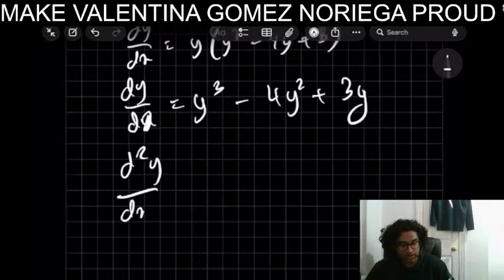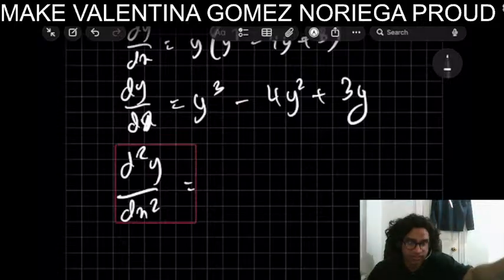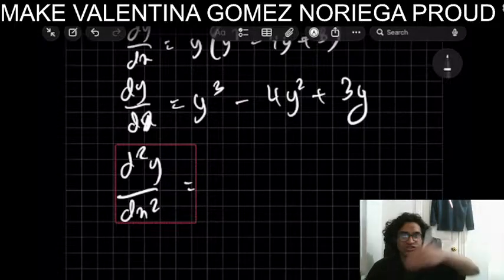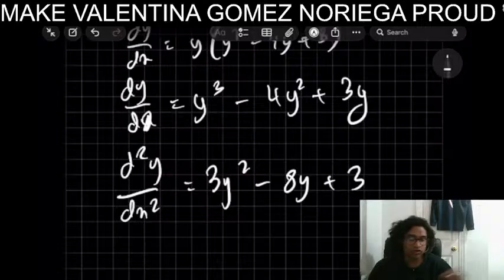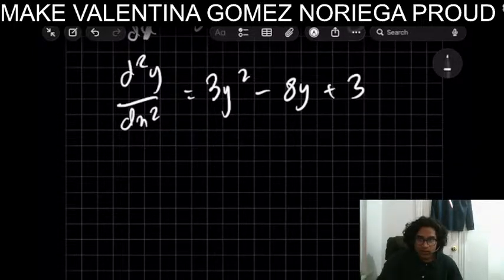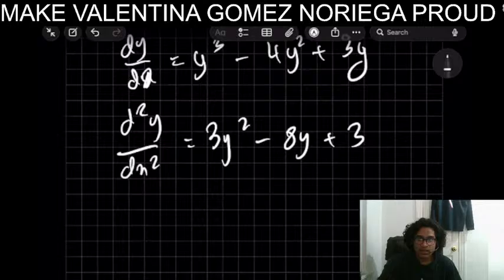d square y by dx square is just the first derivative of the first derivative, right? That's the second derivative. So we're going to have 3y square minus 8y plus 3. Because obviously dy by dx of y cube is 3y square, dy by dx of 4y square is 8y, dy by dx of 3y is 3. Cool? And so that is your d square y by dx square.